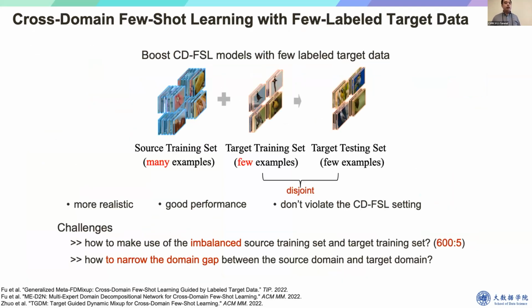And for cross-domain few-shot learning with few labeled target data, we have source training data, target training data, and a target testing set. We think that obtaining a few labeled examples for each category is more realistic than collecting unlabeled examples in most cases. In this case, we still take the general few-shot learning setting and ensure that the classes of the target training set and the target testing set are strictly disjoint.